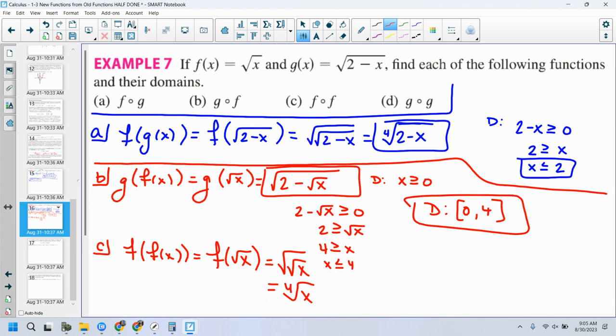And then for the other one, you do the exact same thing. It would be radical 2 minus x. Just nested in each other.